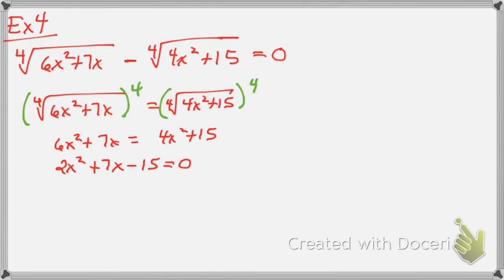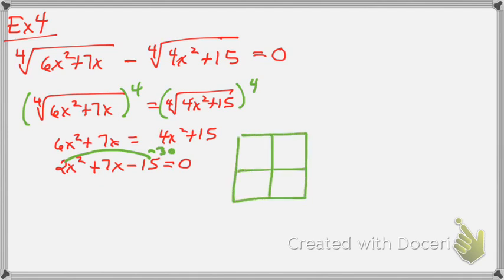So I'm going to be looking for something that multiplies to give me negative 30 and adds to give me 7. Is there something that will do that? 10 and negative 3. Yep, that would work. So let's make our box. We'll put our 2x squared here, our negative 15 here, and the two things that would multiply to give me negative 30 and add to give me 7 would be a 10x and a negative 7x.